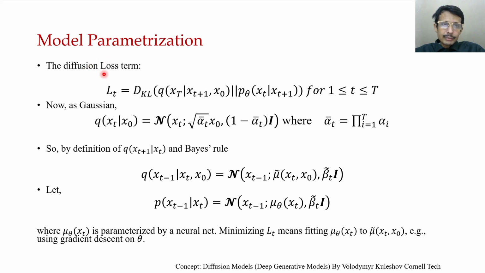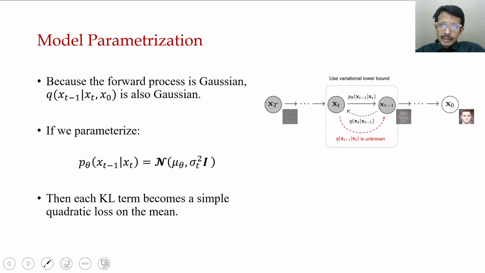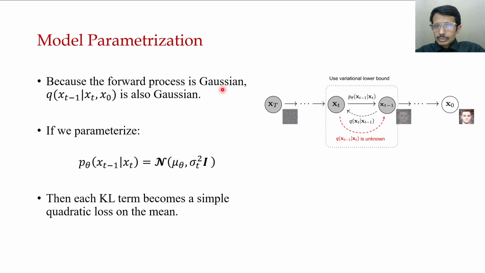Now the diffusion loss term that we have seen here is this D of k, that we want to reduce. That is the most important term. We are trying to find the difference between these two: q of x t given x t plus 1, and p theta of x t given x t plus 1.